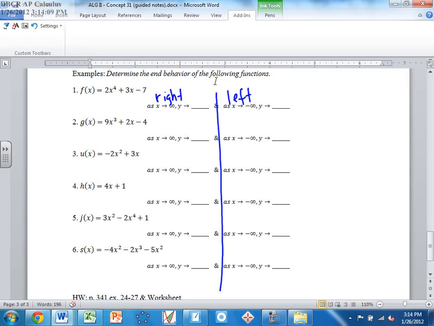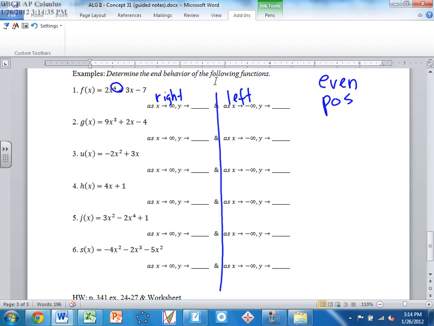Now, here's what I want to do. Look at the first problem. Tell me, what kind of degree is it? Odd or even? Even. Even because of the 4. It's even, so it's going to be positive, and we see that the leading coefficient is positive. So I want you to think to yourself this: even, positive.